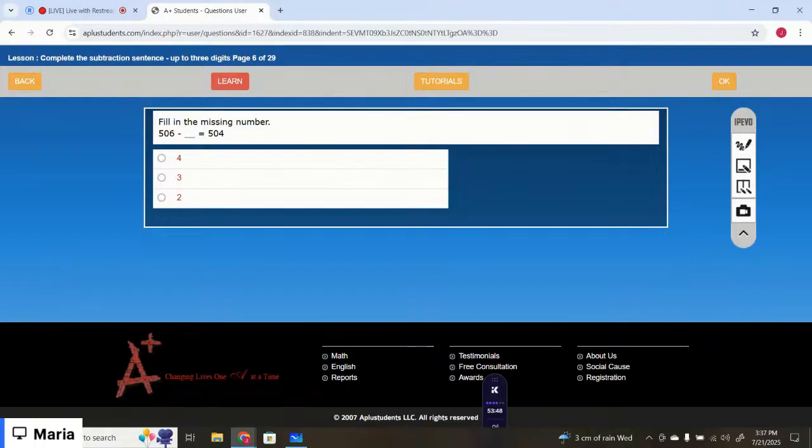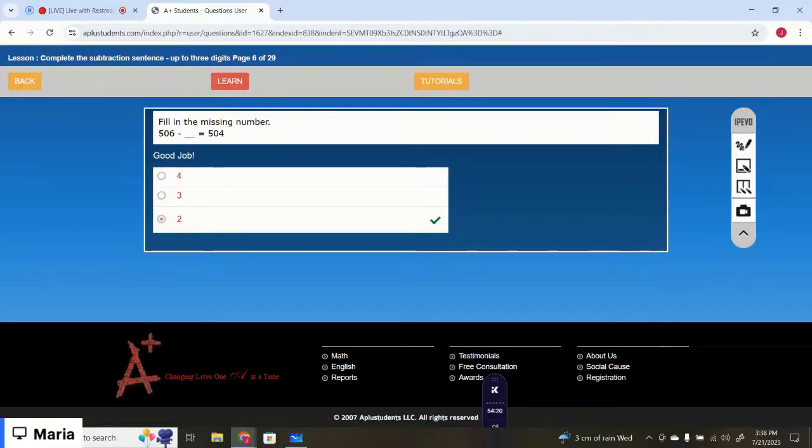Fill in the missing number. So which number is missing? That is 506 minus 2 equals 504. Option number 3 is the correct option. It would be 2.